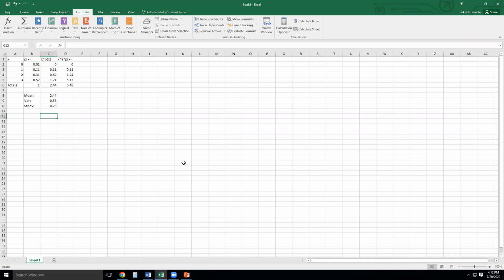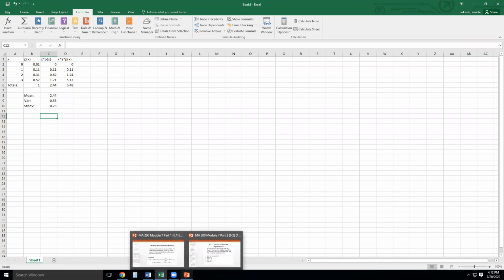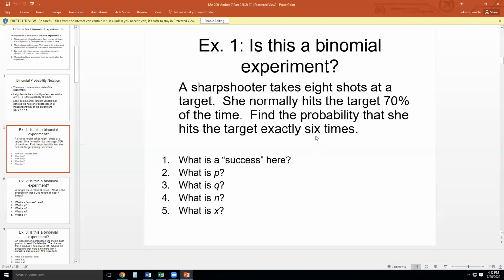All right, the second part of the lab then is once you build this table, you're going to use the probabilities in this table to then do some additional binomial calculations. So I'm going to show you some built-in formulas for binomial calculations. So let's use some of the examples I have here to do some binomial things. So this one talks about we're taking 8 shots at a target. We normally hit the target 70% of the time, and we want the probability that she hits the target exactly 6 times.